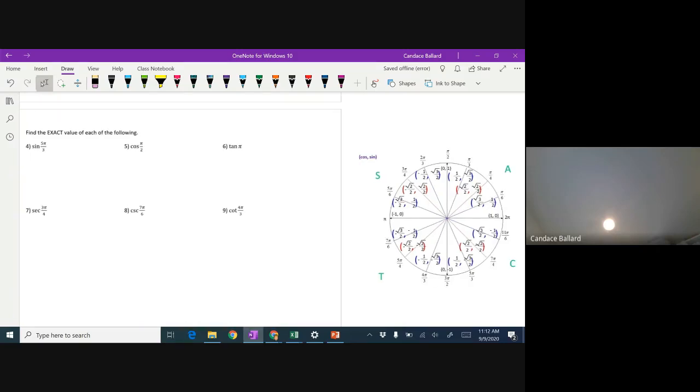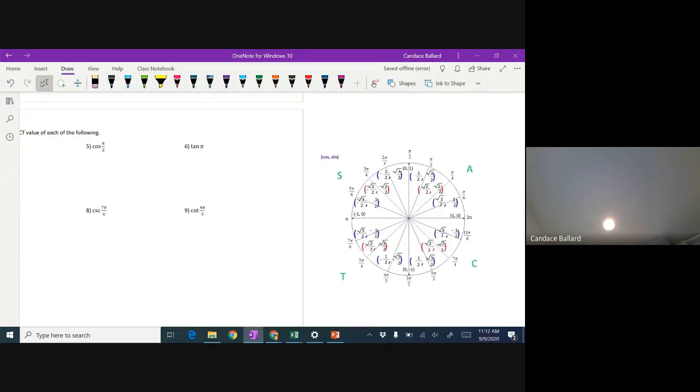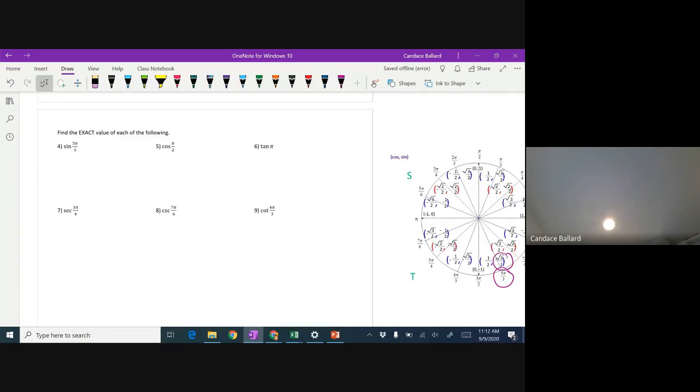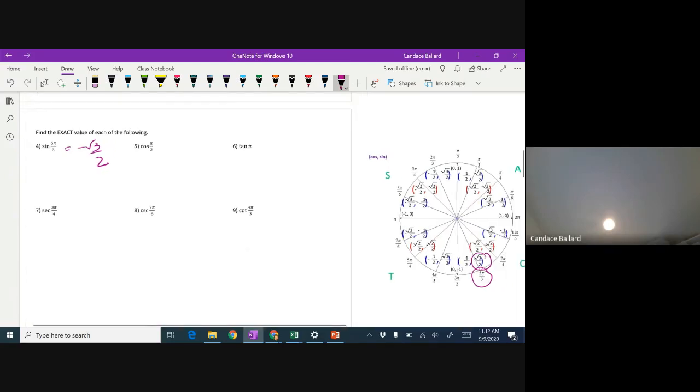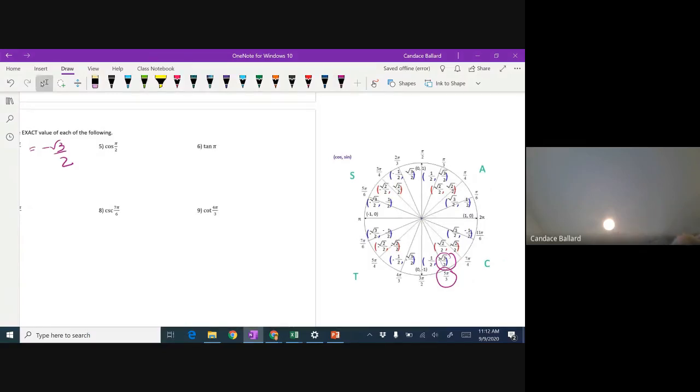So I've got the sine of 5 pi over 3. So I'm going to find 5 pi over 3. I know the sine is the y value, so that is negative square root of 3 over 2. Done. I picked one of each type though, right? So we can see a little bit of everything. It says now I want the cosine of pi over 2. I know cosine is the x value, not the y value. So I'm going to go to pi over 2. I'm going to grab the x value, which is 0. So sine and cosine, easy peasy, right?